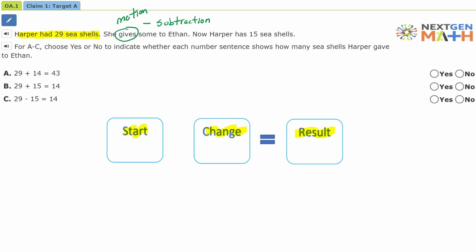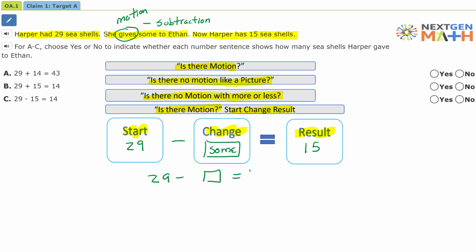Harper had 29 seashells. So that's what Harper starts with, 29 seashells. She gives some to Ethan. We don't know how much, but we know that she gave away, and that's subtraction. It's an unknown amount, but she gives some. We're just not quite sure how much. Now Harper has 15 seashells. So there's our equation. It is 29 minus what unknown number is equal to 15. So that's what we're going to solve.